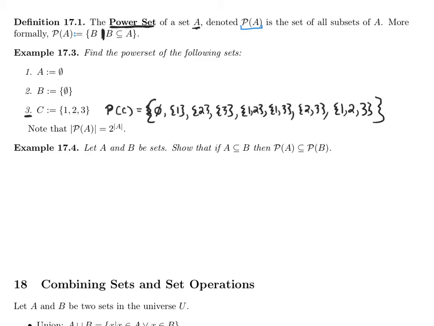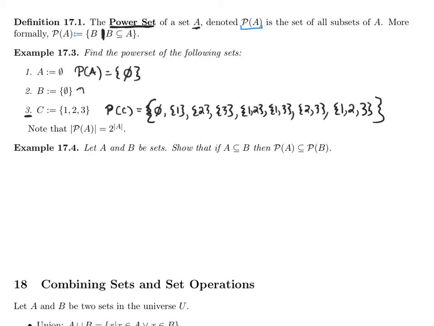Okay, now that you're back, well, the power set of A has nothing in it, so all that it's going to be is the empty set. There's no other subset of A, it's just the empty set. There it is. B is a little different. B is the set containing the empty set.